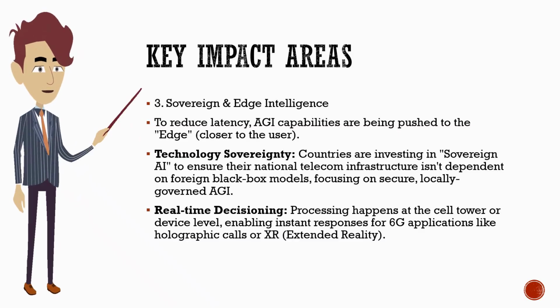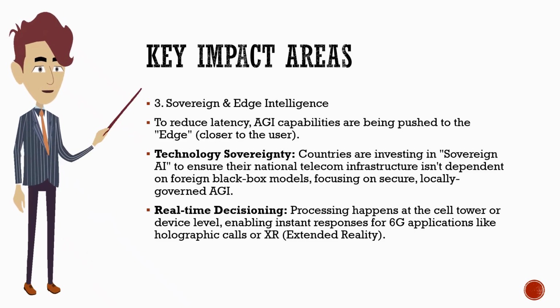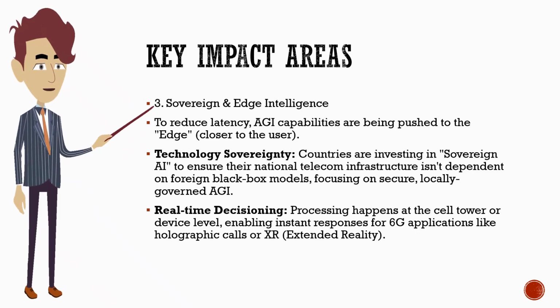Then there's real-time decisioning, where processing happens at the cell tower or device level, right? So enabling instant responses and 6G applications like holographic calls or XR and everything, right? That is also one of the key impact areas.